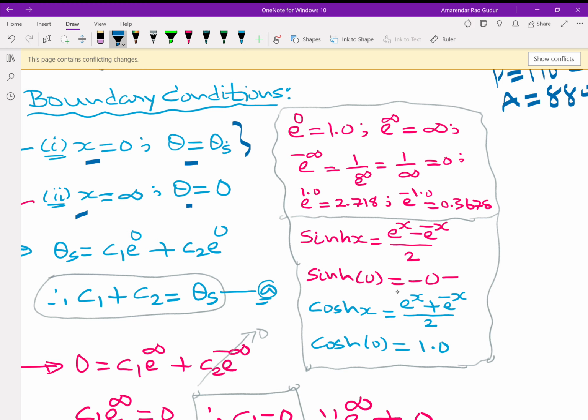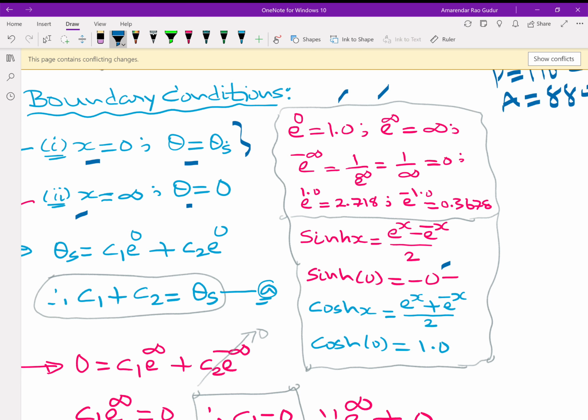We also realize some standard values of exponential and hyperbolic functions with which we will be concerned in this topic. E power 0 is 1, e power infinity is infinity, e power minus infinity is equal to 0, e power 1 is 2.718, e power minus 1 is 0.3678. Sin hyperbolic x is e power x minus e power minus x by 2. As a result, sin hyperbolic 0 will be 0. Cos hyperbolic x is e power x plus e power minus x by 2, and cos hyperbolic 0 is equal to 1. Obviously tan hyperbolic x will be sin by cos.